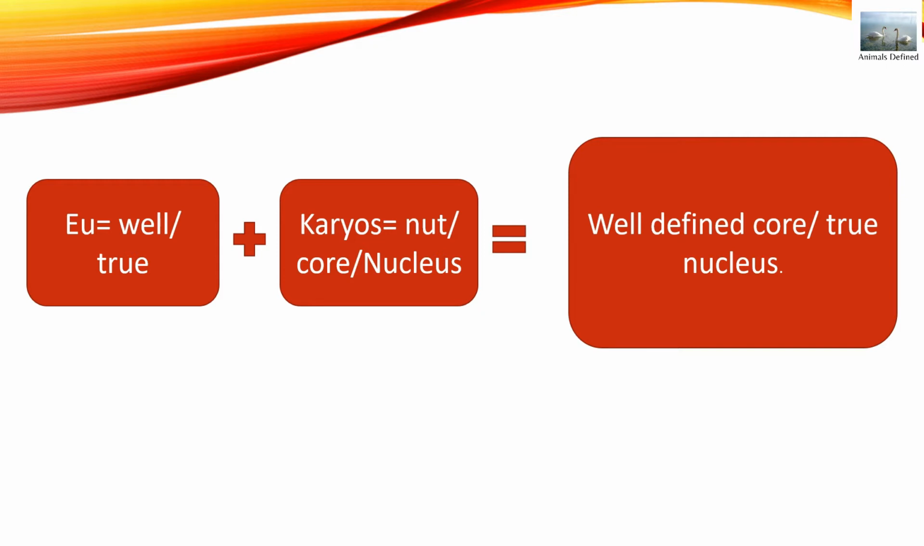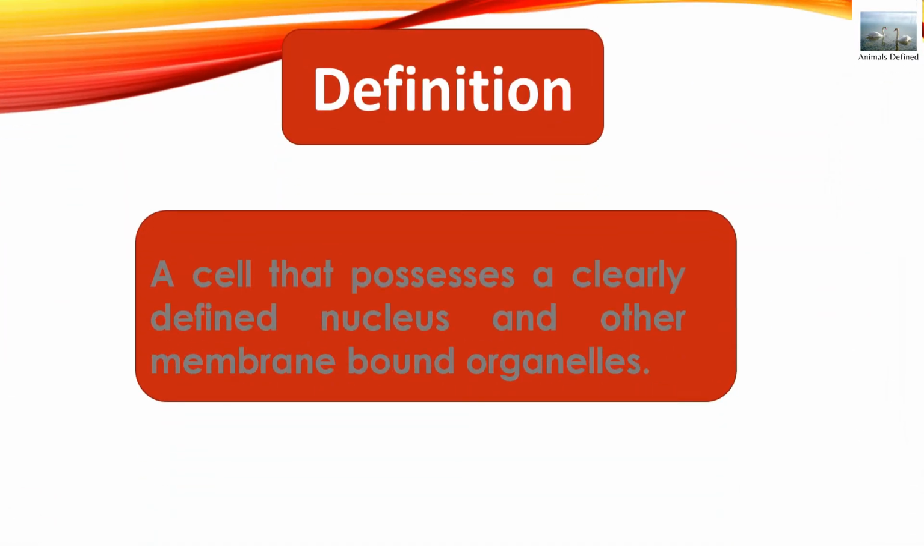So, by definition, a eukaryotic cell is a cell that possesses a clearly defined nucleus and other membrane-bound organelles. Other than the membranous nucleus, in a cell's cytoplasm, there are several membrane-bound organelles for different complicated activities of the cell, and every one of them has its specific environment and activity.